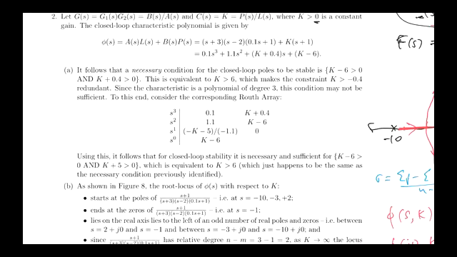What's shown in the solutions is how to use the Routh array and the Routh stability criterion to answer the question: how big does k have to be in order to achieve closed loop stability? So we build the Routh array for the characteristic polynomial, and make sure that all the entries in the first column have the same sign. They all have to be strictly positive.